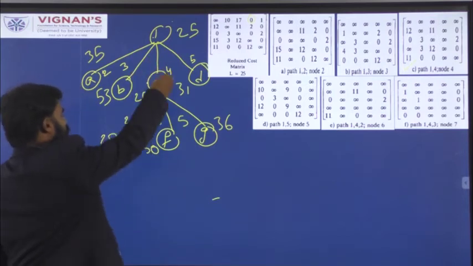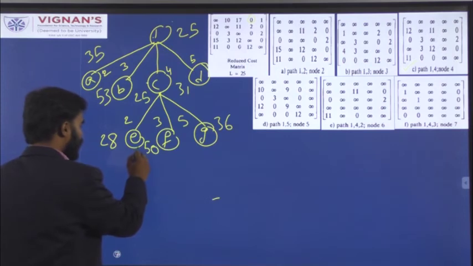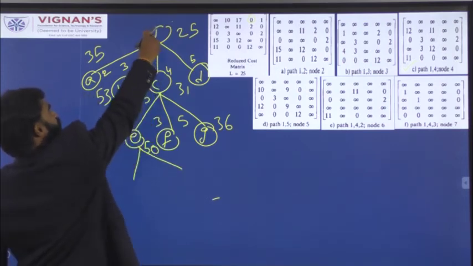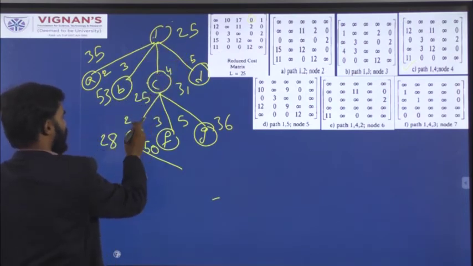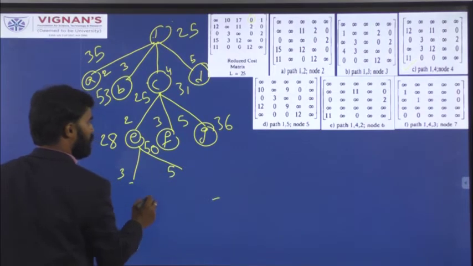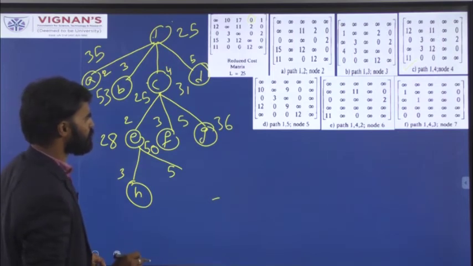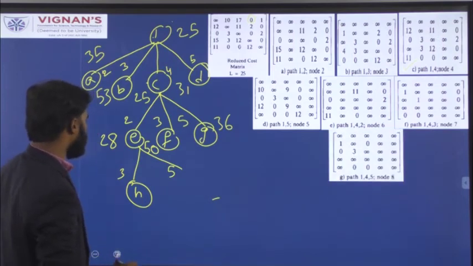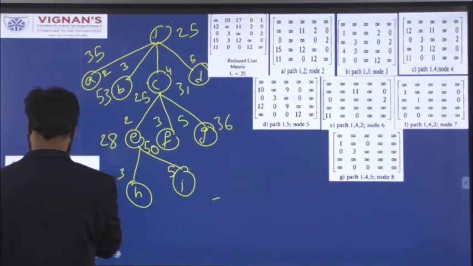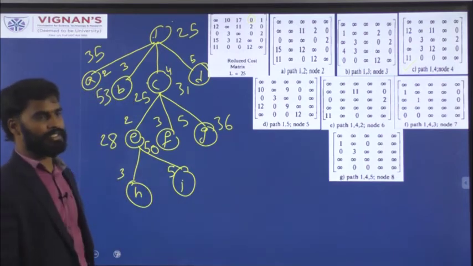So path from root to E is already covered 1, 4 and 2. The remaining one to cover is 3 and 5. H represents 3 and I represents 5.